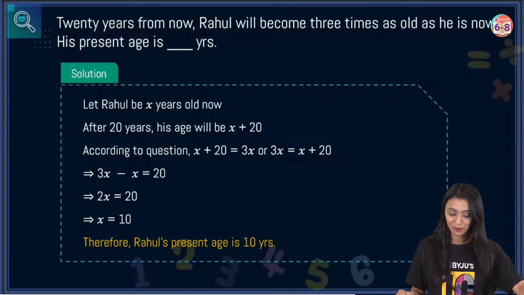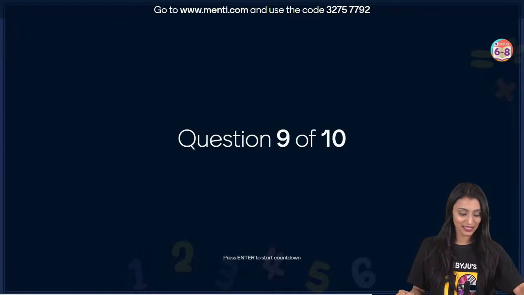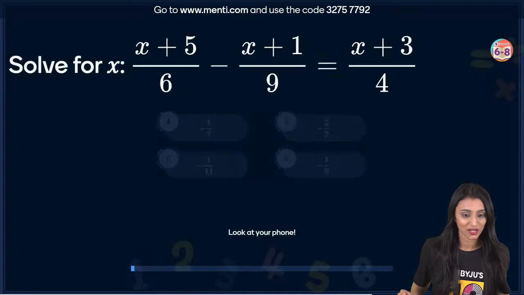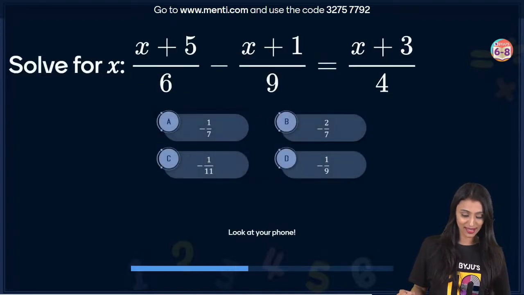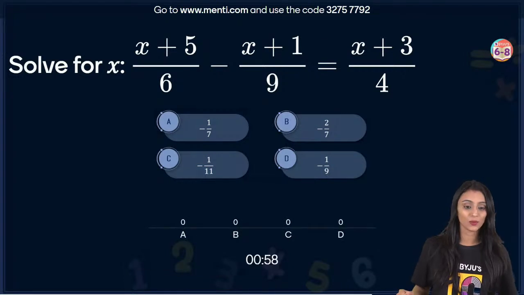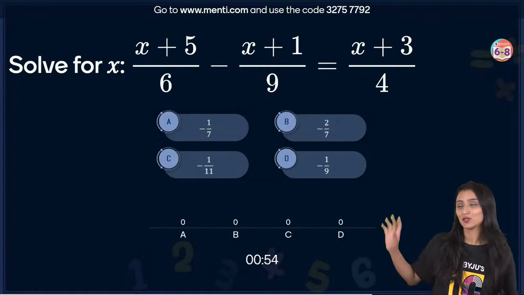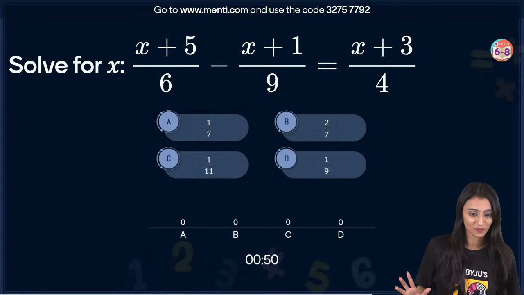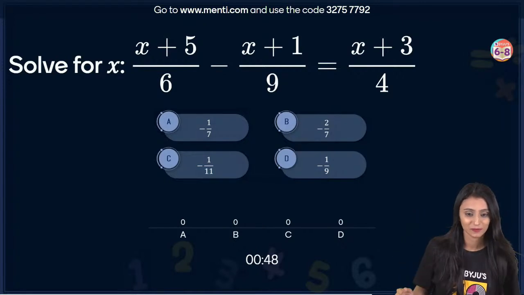5 on 8. Pretty good number. All right, let's move ahead. Let's quickly take a look at question number 9 now. Smita has shared. Adhiraj always shares. That's nice. Solve for x: (x plus 5) by 6 minus (x plus 1) by 9 equal to (x plus 3) by 4. I know that it looks like a simple one, but when you do the calculations, it's going to be time consuming. Please calmly solve this.